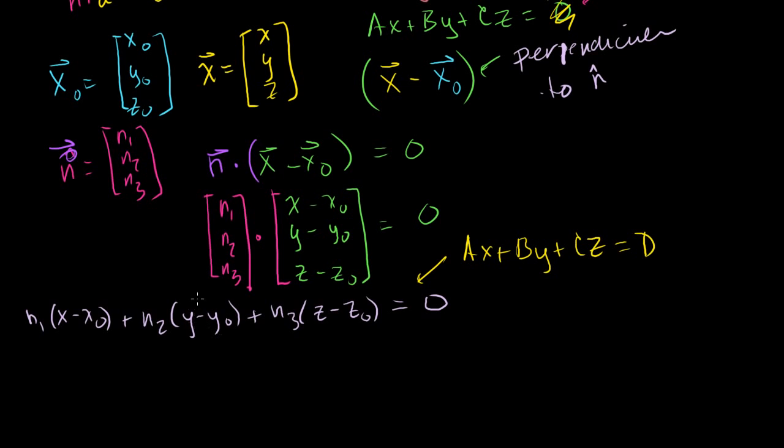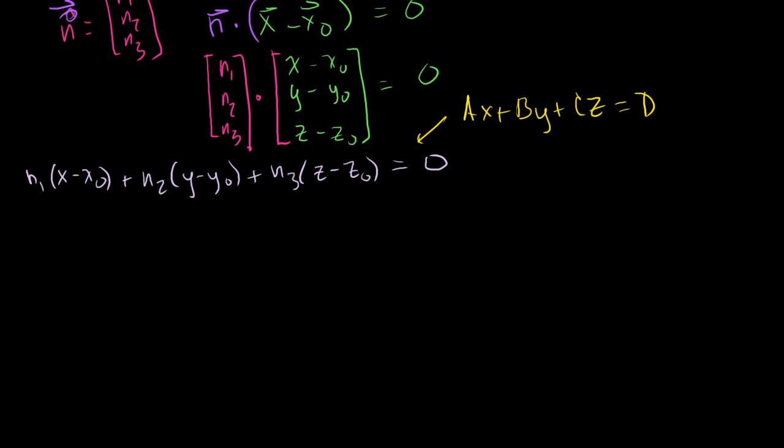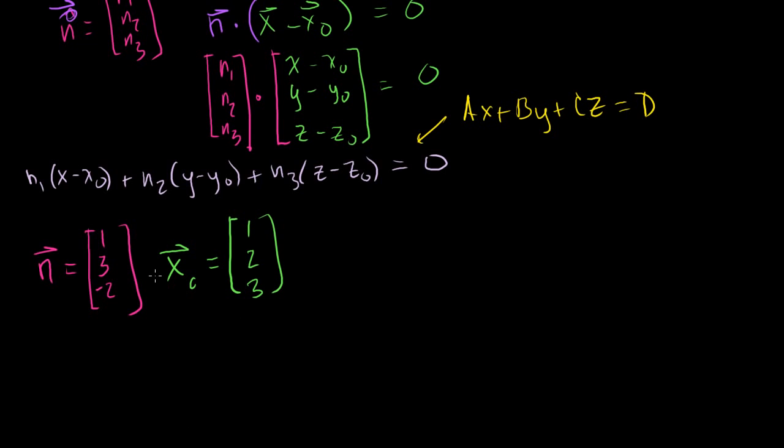And if you don't believe me, we can do it with an actual example. Let's say I specify a plane by giving you a normal vector, and I tell you that normal vector is the point 1, 3, minus 2. And I say that a point that lies on the plane, though the normal vector and the point don't necessarily have to intersect, is the point 1, 2, 3. And I say, give me the equation for this plane.